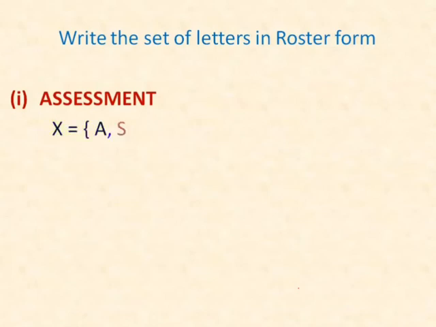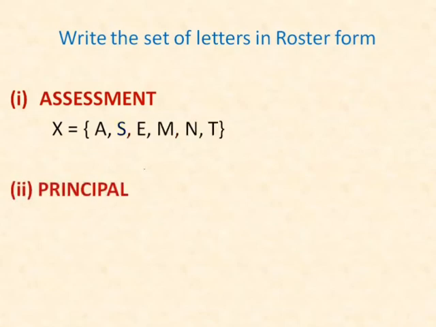Now we are going to see how to write the set of letters in roster form. They will be given a word, and from this you are going to write it in roster form. So we take this as set X, which is A, S, E, M, N, T. And the second one is set Y equals P, R, I, N, C, I, P, A, L. We know a property that elements of a set we need to write only once.